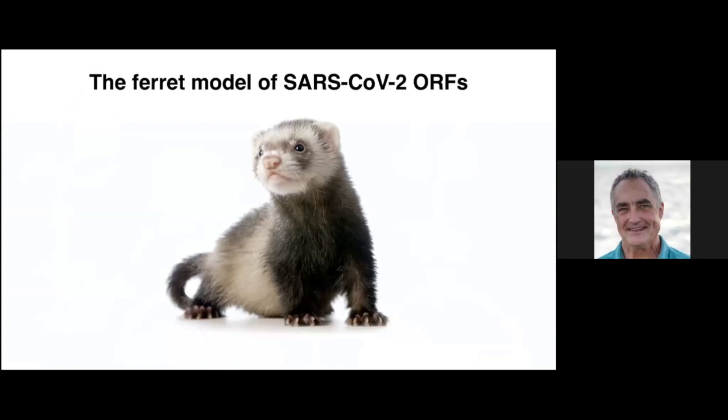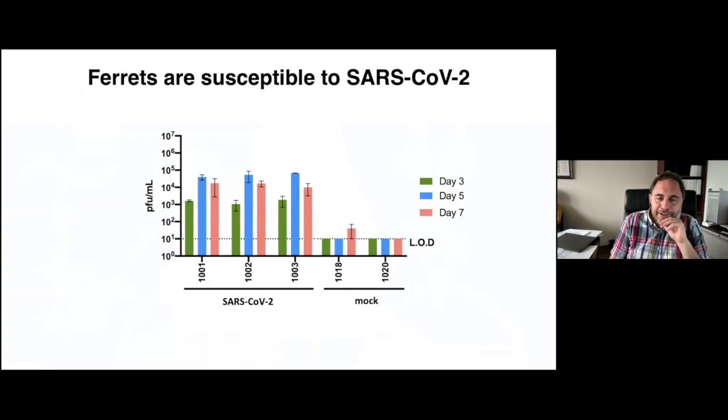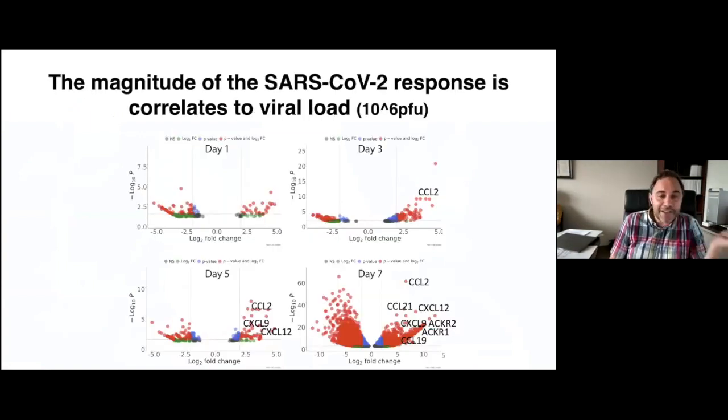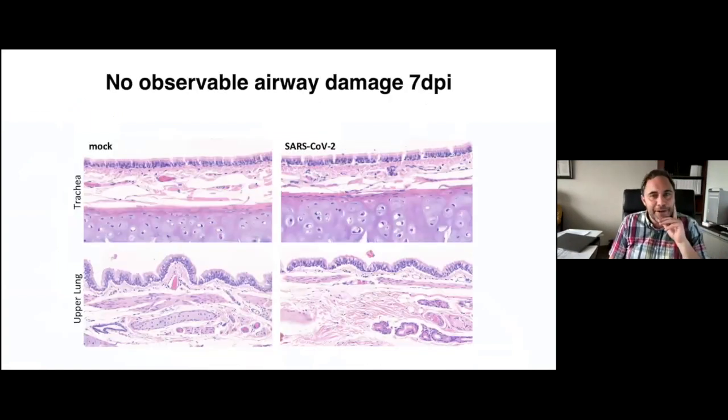Two minutes, Ben. Oh boy, okay, so we started with ferrets. I'm just going to blow by ferrets. This is already published anyways. Basically, ferrets are an interesting model. We don't see interferon, we see a lot of cytokines. And we don't really see a lot of tissue damage. So to me, it's not the best model. I like hamsters a lot better.